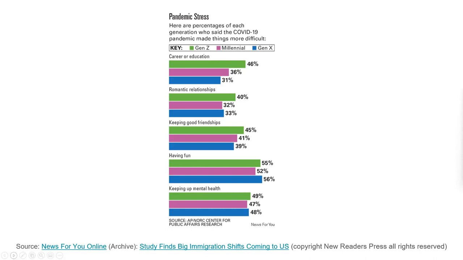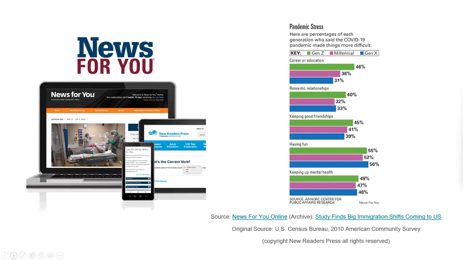Again, there's a key that is a really, really important piece of information. Now I know what all of that color coding means. Yes, I know it's generation. Now I can specifically say it's Generation Z, Millennials, and Generation X. Great source from News for You Online.